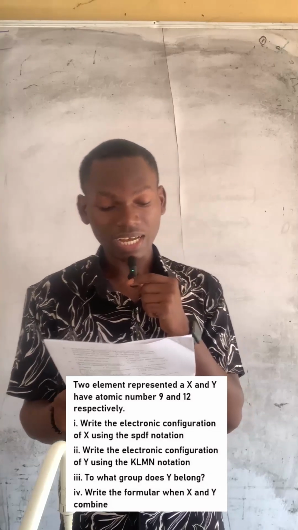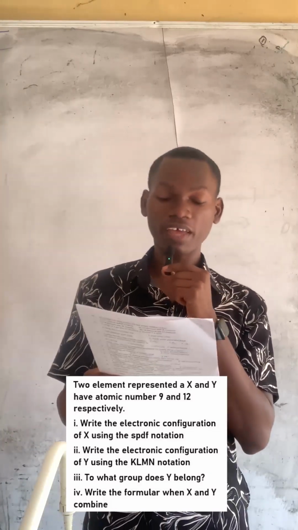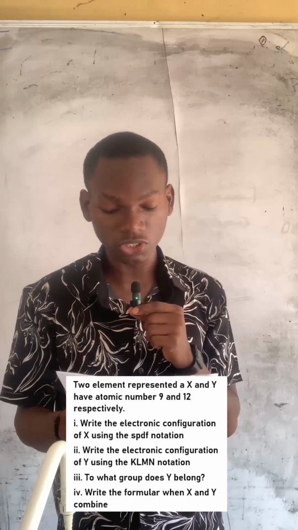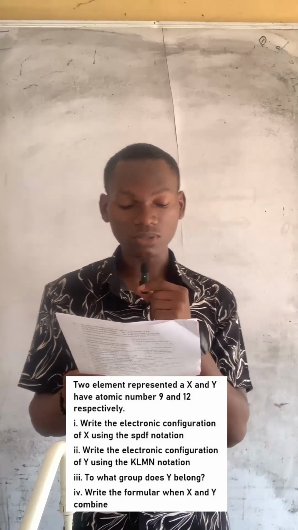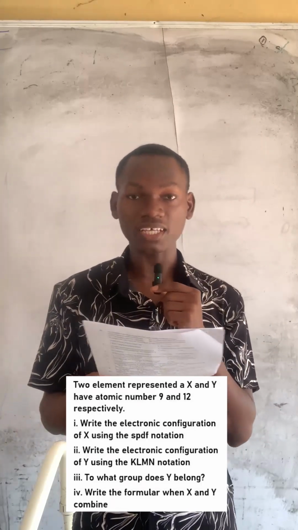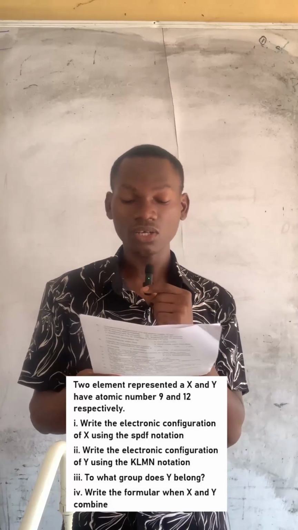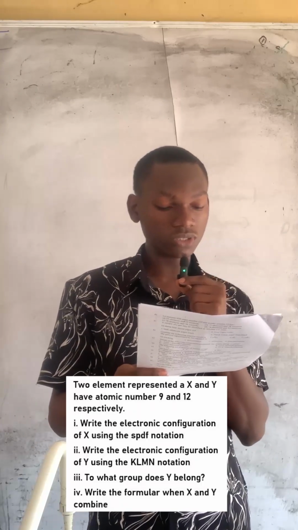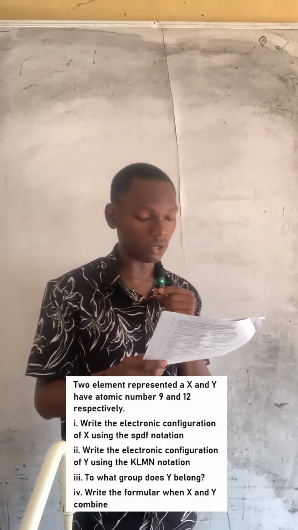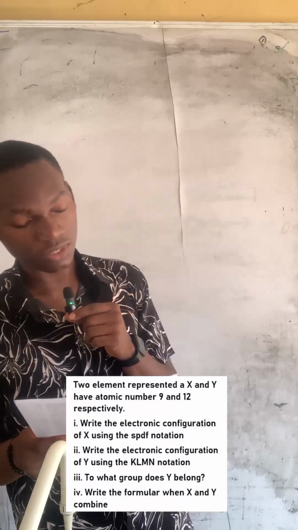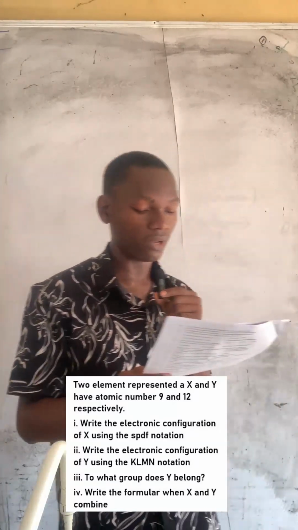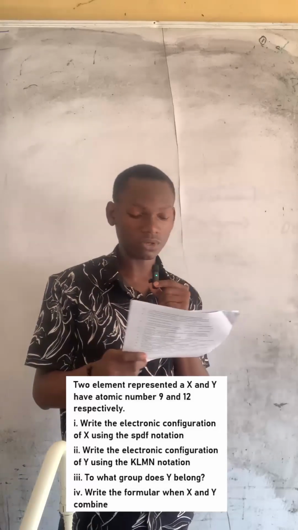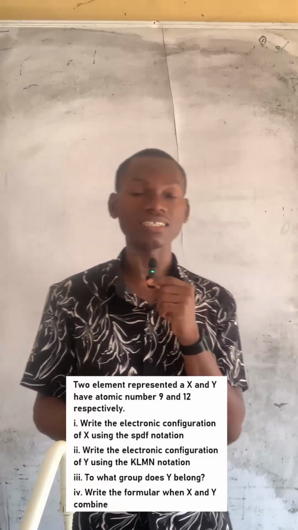Question 1 says, write out the electronic configuration of X using SPDF notation. Question 2, write out the electronic configuration of Y using the KLMN notation. That is the shell electronic configuration. Question 3, what group does Y belong to in the periodic table? And lastly, we are asked, write the formula of the compound formed between X and Y.